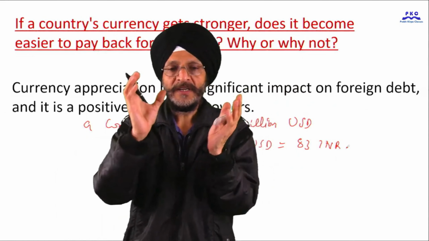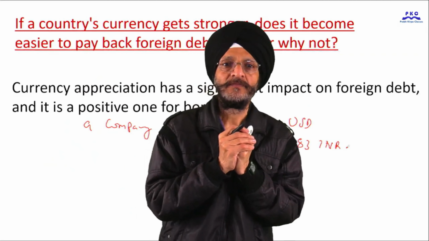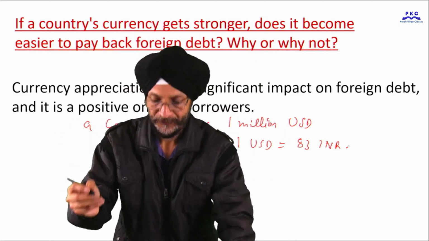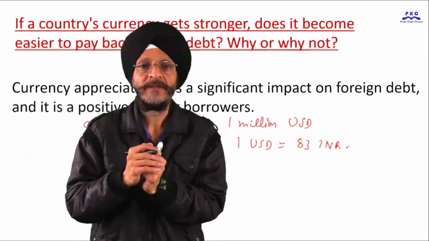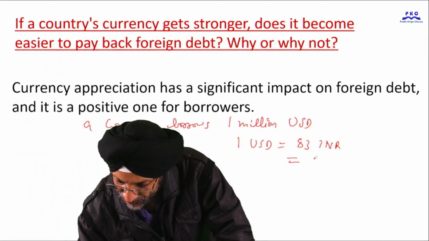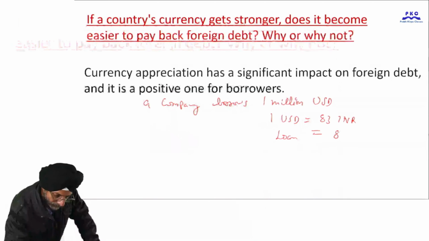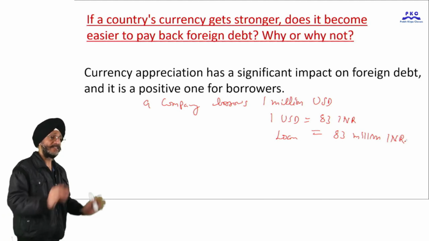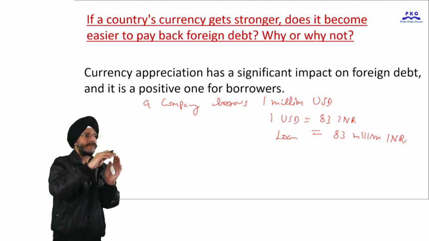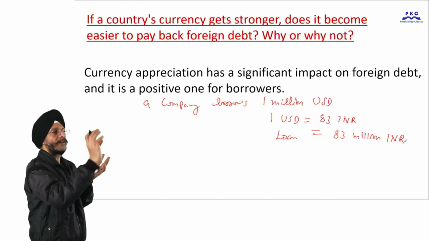So, what is the loan which has been availed by a company or the government of India? If the current value of the loan in Indian rupees is 83 million Indian rupees, this is the present day value of the loan which has been availed by the government of India or any company in India.